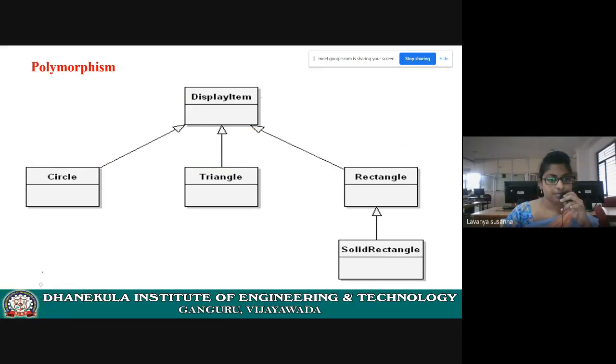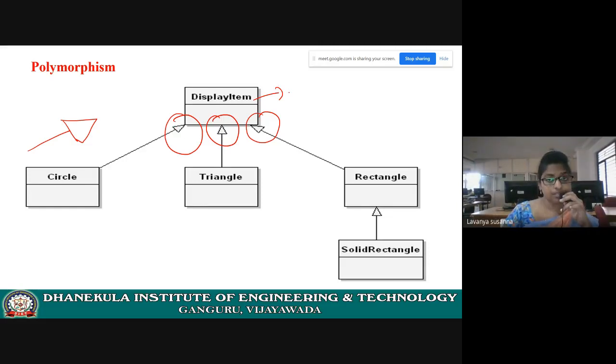See here, there is a line and then a triangle. That means generalization, nothing but inheritance. Here, this triangle symbol is pointing to display item. That means display item is a super class, because the triangle is pointing to display item, right?